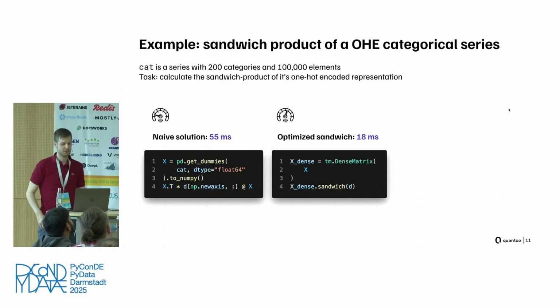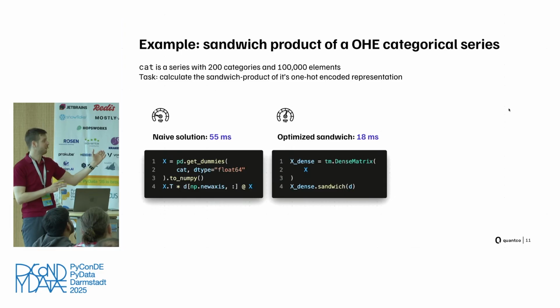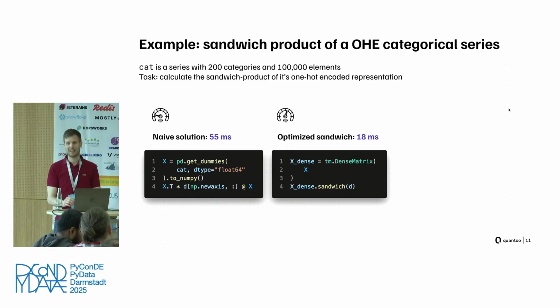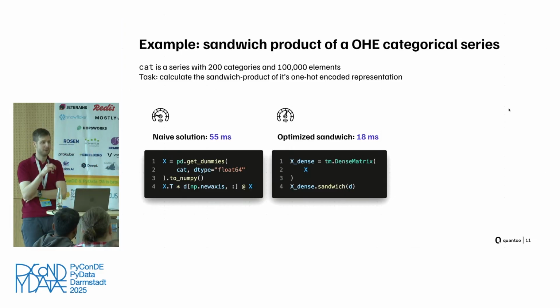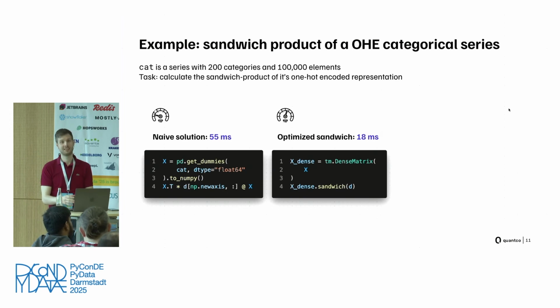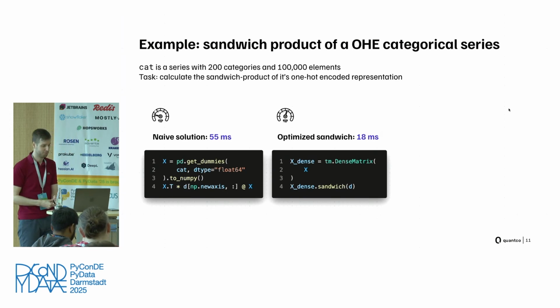So if we convert it to a dense matrix, which is like the dense part of a split matrix, instead of a NumPy matrix, we do it in like a third of the time. So at this point, we haven't exploited the sparsity of the problem at all. It's just using the fact that Tabmat is optimized for this sandwich product as opposed to the general matrix product. So it's quite a big speed up.